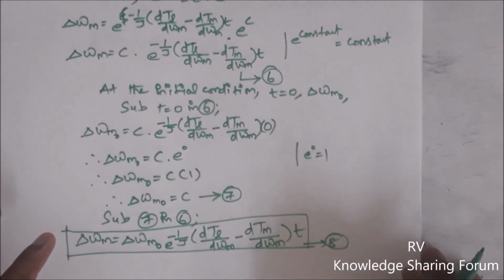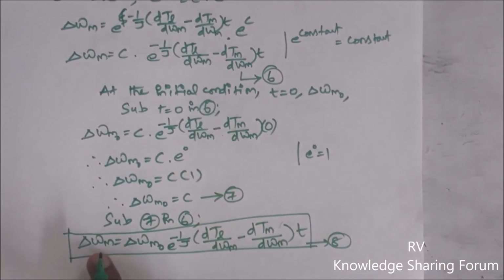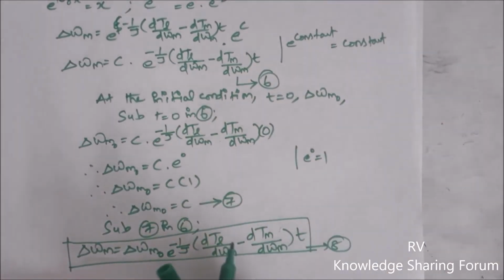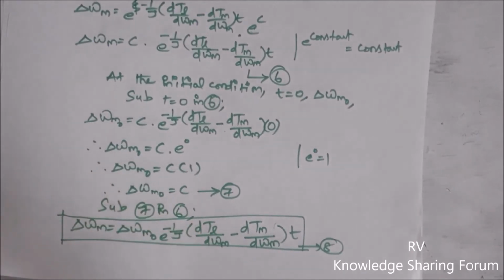So in this session we have derived the value of the change in speed called delta omega m in this session 5. Thank you.